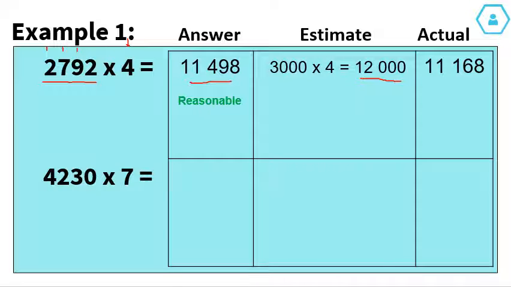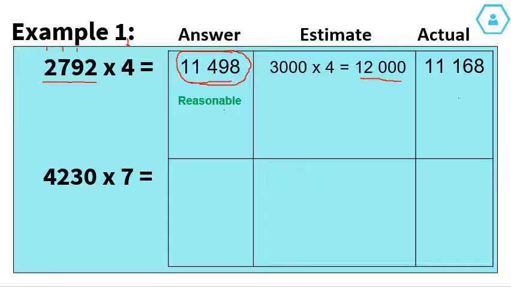So in that case, I've just used an estimate with some rounding involved to check whether this original answer is reasonable. It doesn't matter whether this answer is exactly correct, it's just whether it's reasonable, whether it's close to the actual answer. Let's look at another example here.